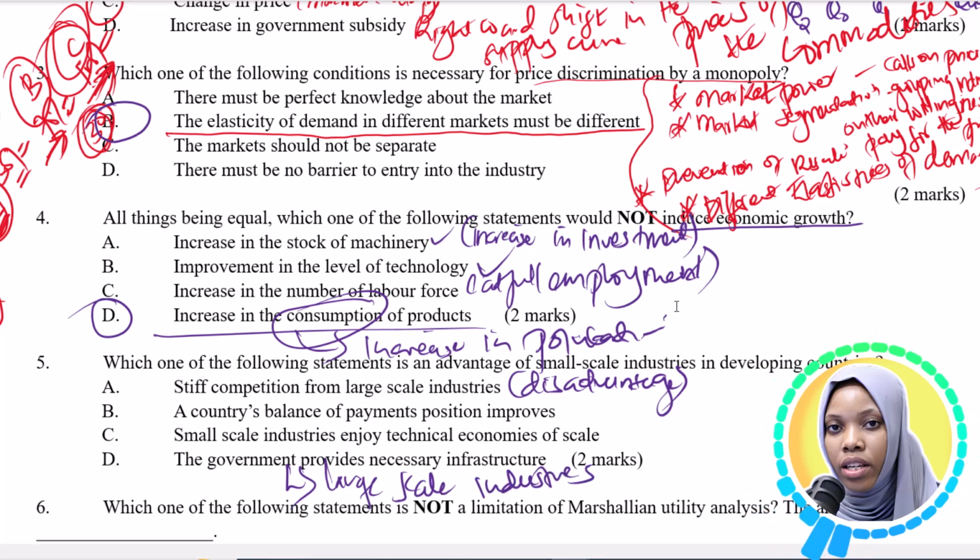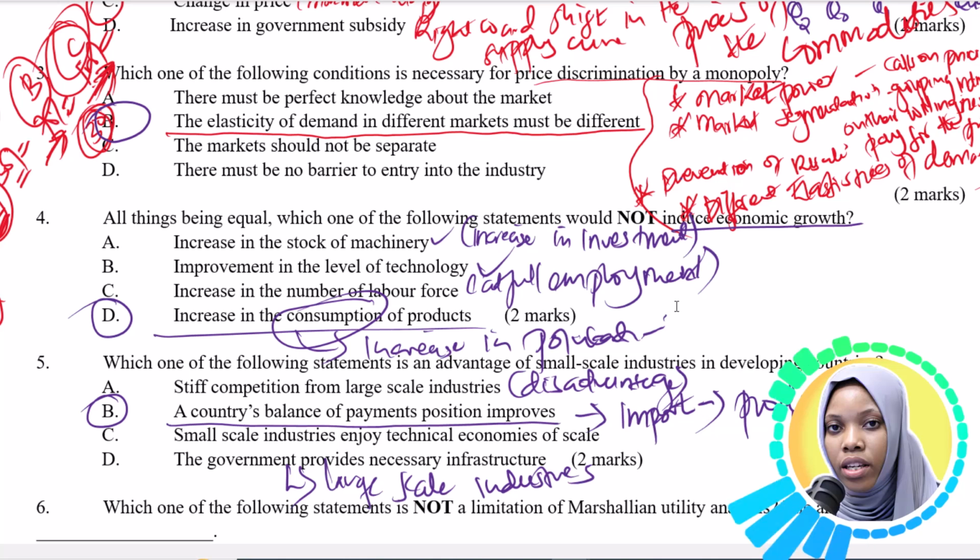So the best answer in question number 5 is choice B, that a country's balance of payments position improves, because maybe we won't need to import anymore as products are being produced locally. So the small industries can produce locally, leading to a country's balance of payments position improving.